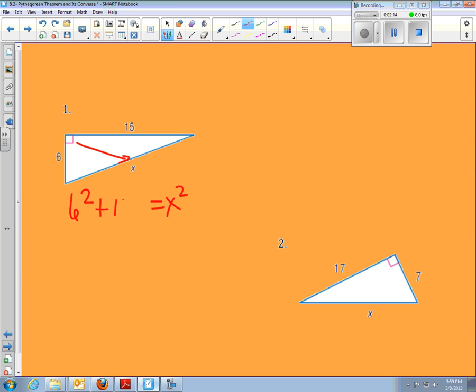Then we're going to square the legs. And it doesn't matter what order you put the legs in. You could do 6 squared plus 15 squared, or you could flip it. It's the same thing as saying 2 plus 3 is going to be the same as 3 plus 2. All right, go ahead. Pause the video if you need to be able to type those into your calculator. I'll give you a second here.